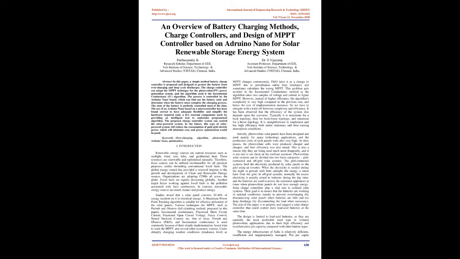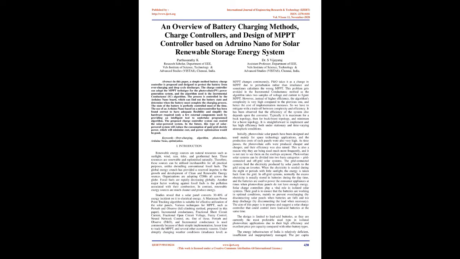Another major factor working against fossil fuels is the pollution associated with their combustion. In contrast, renewable energy sources are much cleaner and produce energy. Studies reveal that a solar panel converts 30 to 40% of energy incident on it to electrical energy. A maximum power point tracking algorithm is suitable for effective utilization of the solar panels. Various techniques for MPPT, such as perturb and observe, hill climbing method, incremental conductance, fractional short circuit current, fractional open circuit voltage, fuzzy control, neural network control, etc., are proposed in this paper.